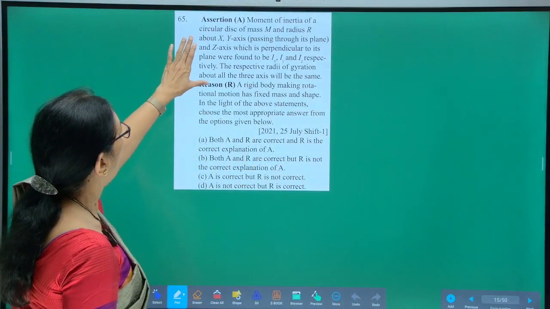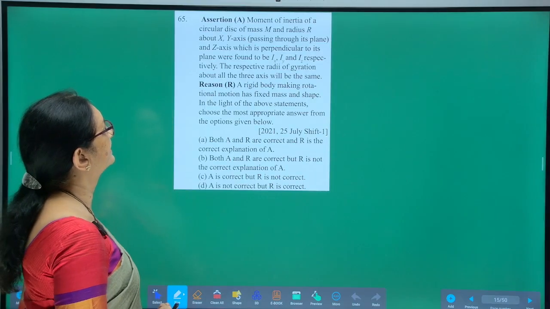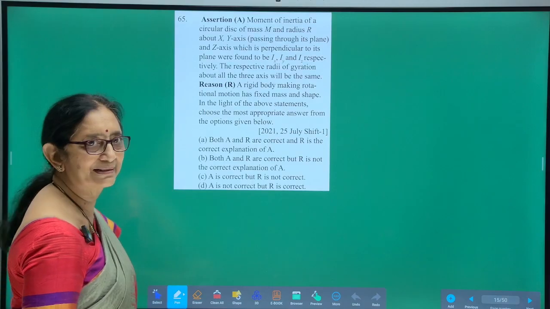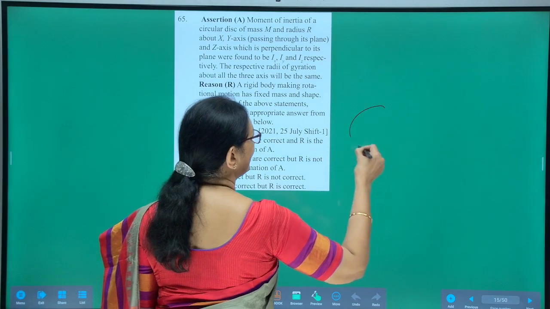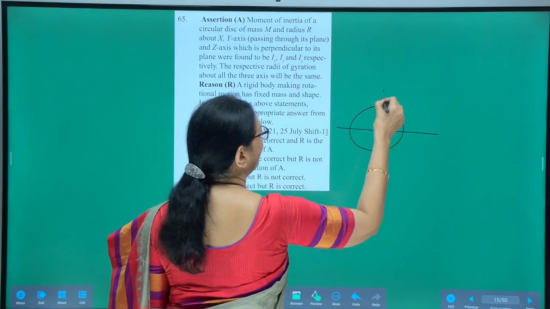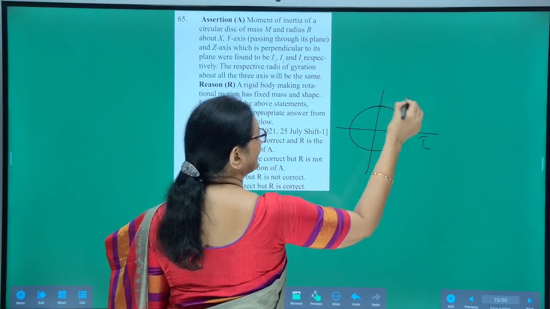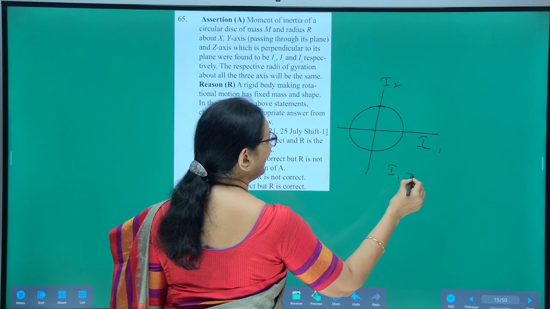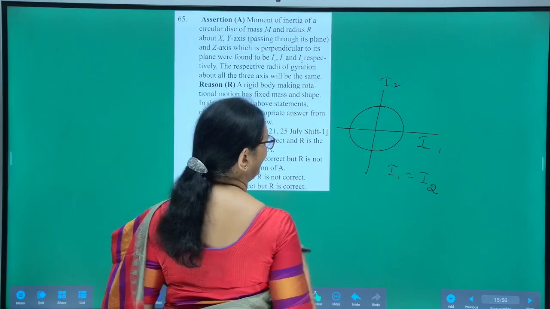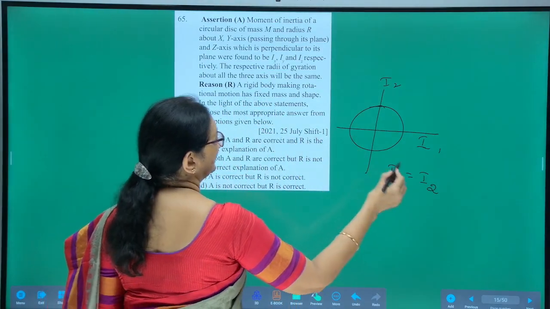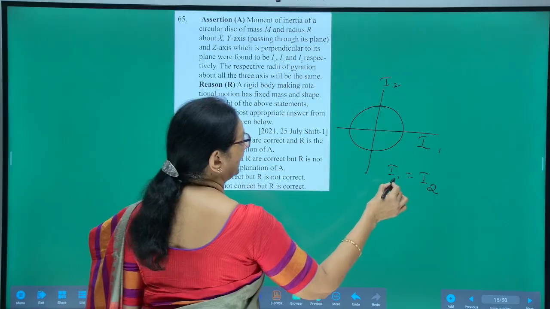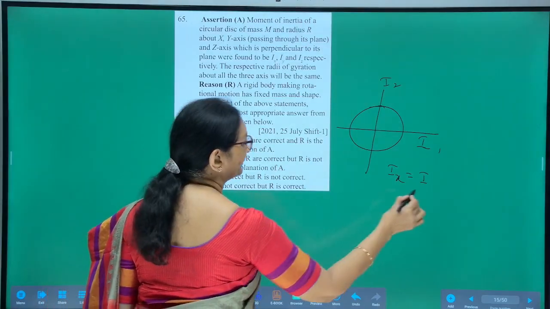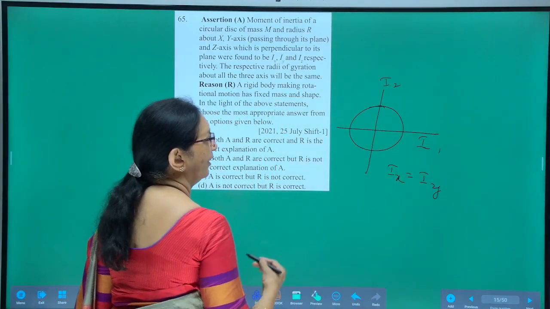Look here, moment of inertia of a circular disc of mass m, radius r, about x, y axis in its plane. This is a circular disc. Moment of inertia of this about x axis is I1, about y axis is I2. I1 will be equal to I2. And moment of inertia, they have given it as Ix, Iy. Let this be Ix and this be Iy. Okay, Ix and Iy are equal.